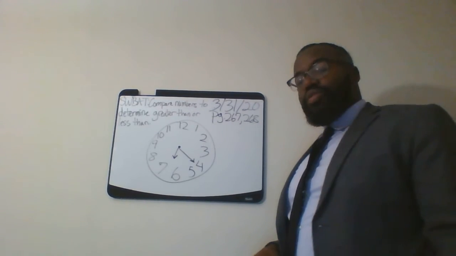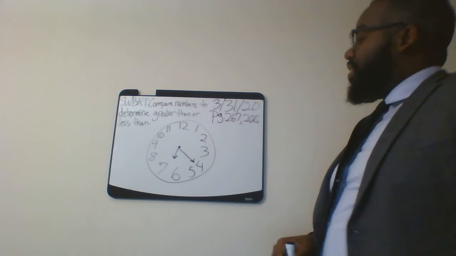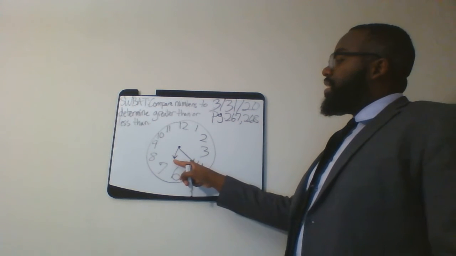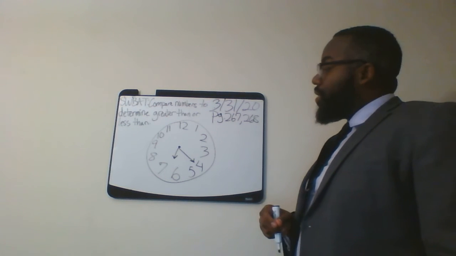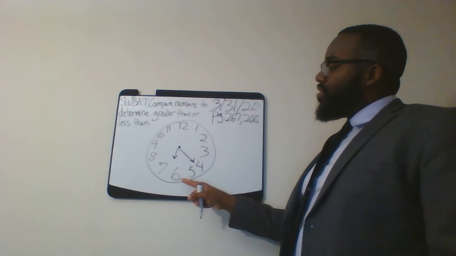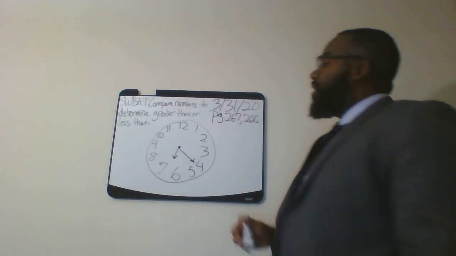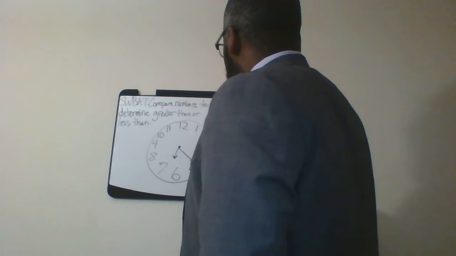Let's look at number two. It asks us simply, what time is it? So remember, the short hand is the hour hand and the long hand is the minute hand. Let's start off with the hour. Which hour is it? Is it 6 or 7? Good job. It is 6.